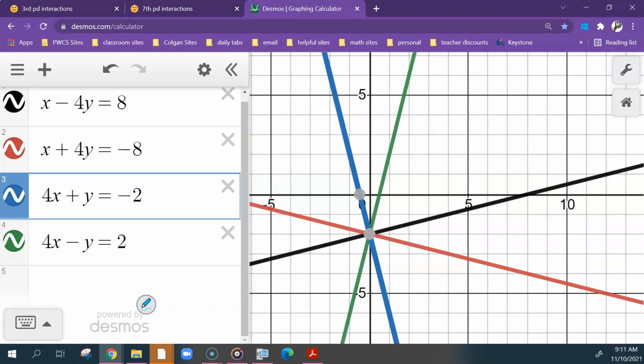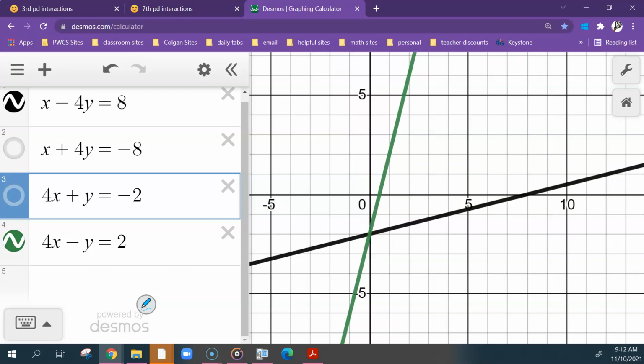So we need a y-intercept of -2. Right now it looks like they all go through that point of -2, so that doesn't really help us. We do need a slope of 1/4, so it has to be positive. So we can get rid of this red line because it has a negative slope, as well as the blue line because it has a negative slope. And focus on the black and green.